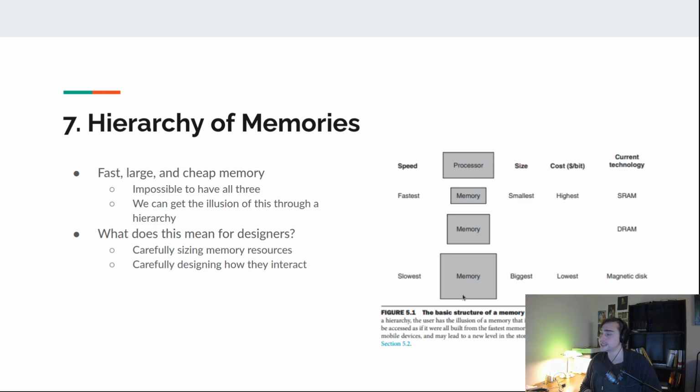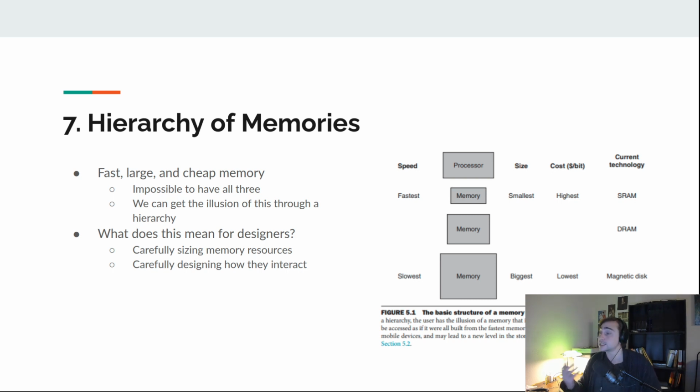And number 7, we have this idea of a hierarchy of memories. So ideally, we want a fast, large, and cheap memory. But it's really impossible to have all three. Right? We can have a fast and large memory, but it's certainly not going to be cheap. And we can have a large and cheap memory, but it's certainly not going to be fast. But oftentimes we don't need something to be fast, large, and cheap. We can often get away with having a compromise through a hierarchy, right?